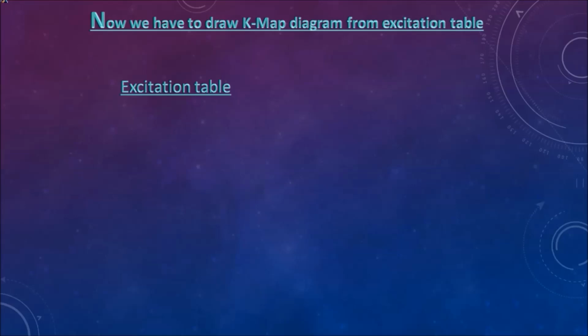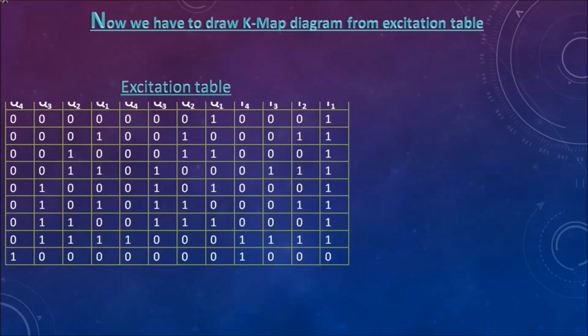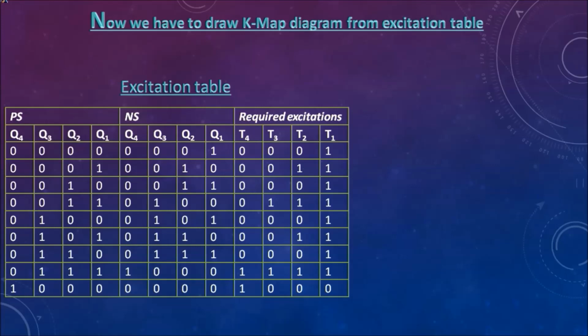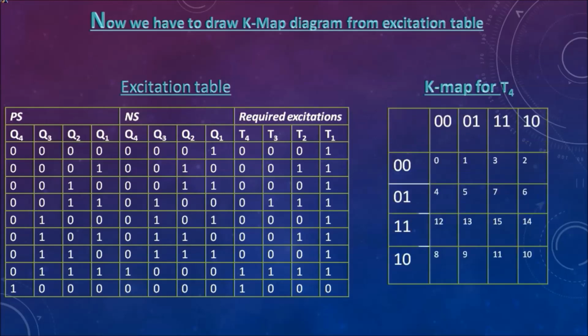Now we have to draw the K-map diagram from the excitation table. So this is the K-map diagram for T4. Here we take only T4; you have to do the same for T3, T2 and T1 also. So we only concentrate on the T4 excitations. Here you see that in the 7th and 8th rows the excitations are 1 and 1.